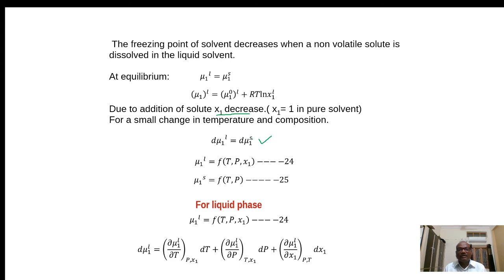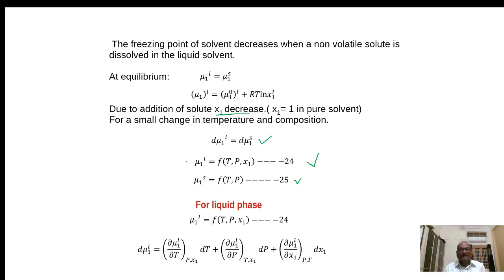Now we have to calculate for this. But already we have discussed in the case of elevation of boiling point that in the liquid phase, the chemical potential of the solvent in the solution is a function of temperature, pressure, and its mole fraction. Whereas when the solvent is existing in the pure solid state, mu1 S, the chemical potential of a solid, is a function of temperature and pressure. This is equation number 25.